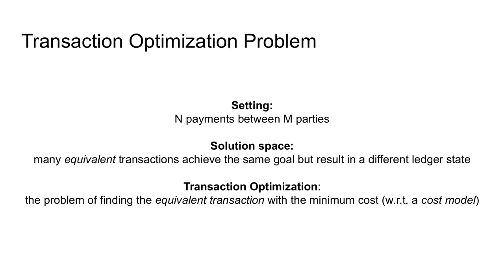But these transactions end up producing a different ledger state. And some ledger states might be more efficient, that is, might be smaller than other states. So the optimization problem is how to find the transaction, among all these equivalent transactions, that minimizes the state cost with respect to a cost model like I described.